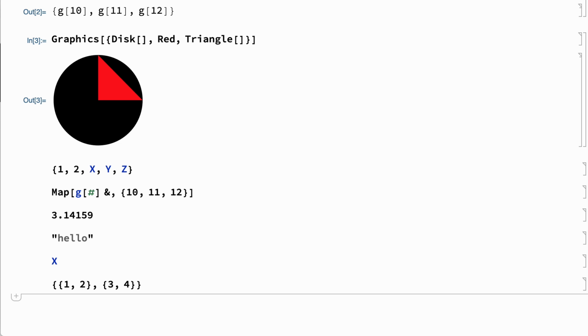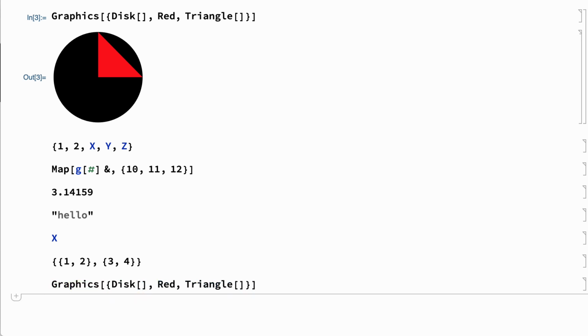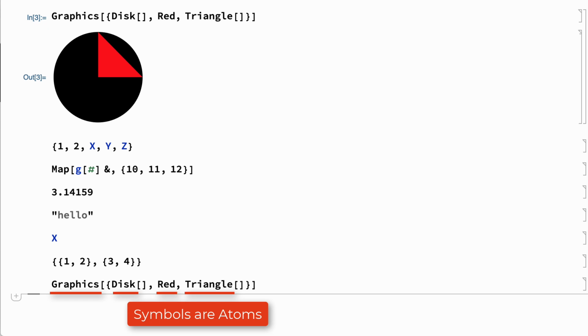Arbitrarily complicated expressions are built up using nested combinations of expressions as parts of other expressions. For example, this graphics expression is a normal expression containing a list, and within that list are other expressions representing the disk and the triangle and the color red. In any expression, the expressions at the innermost level are always atoms. In that input, for example, graphics, disk, red, and triangle are symbols, and symbols are atoms.